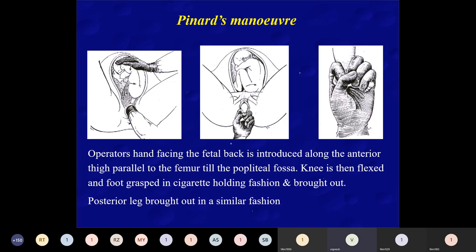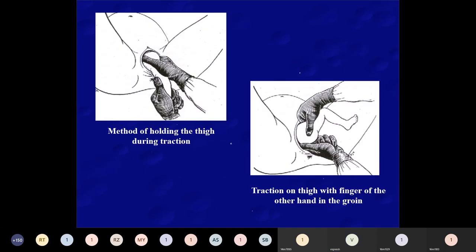If you go there, at the knee, you give a tap and then flex the knee, catch hold of the foot and bring it down like this. This is Pinard's maneuver. So this is the method of holding the thigh during traction, like this. This will avoid injuries or dislocations.